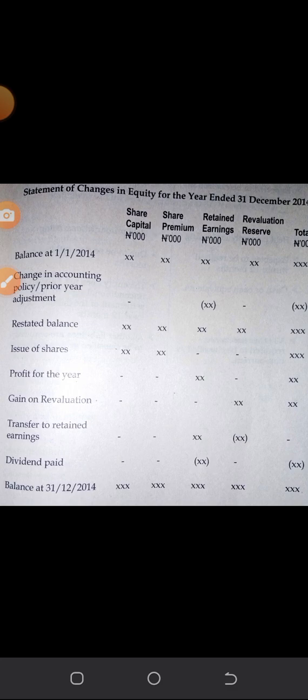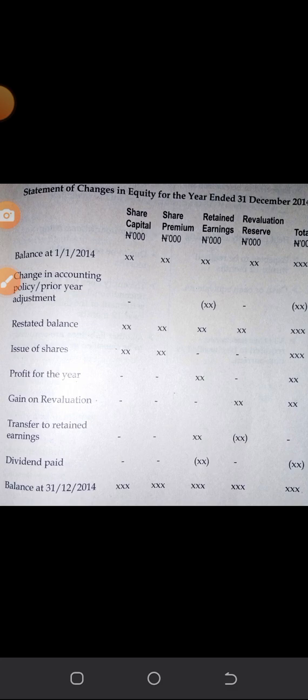You can have foreign reserve. You can equally have other reserves or general reserves, as it were. So you put every one of them as you are seeing them there. The first thing that must come under this one is the balance brought forward, or balance brought down, as the case may be.